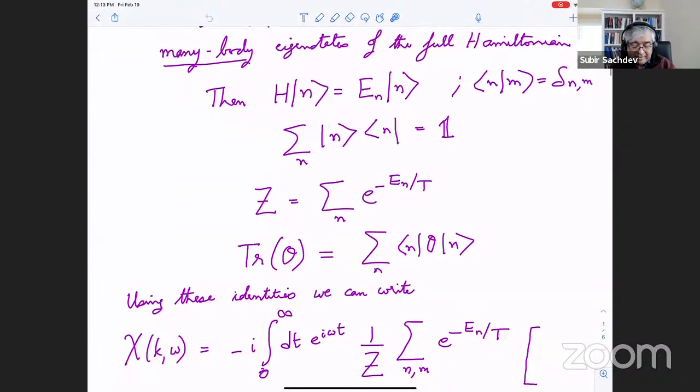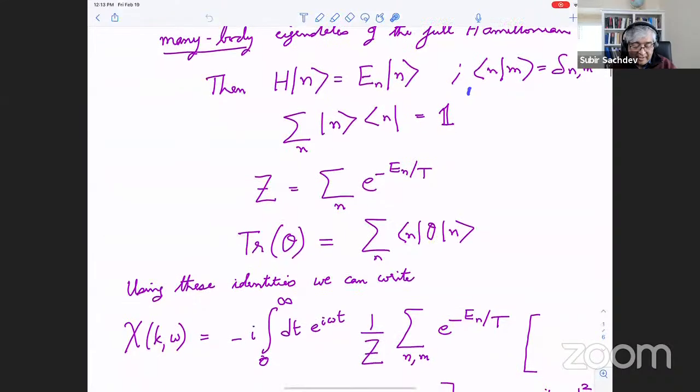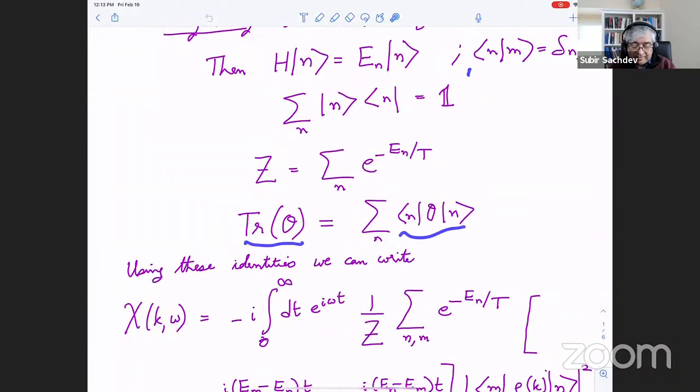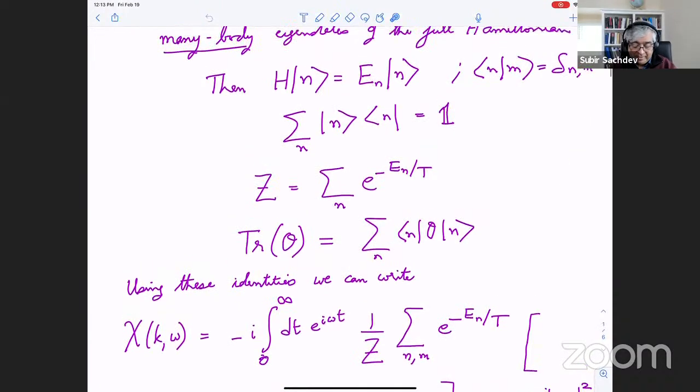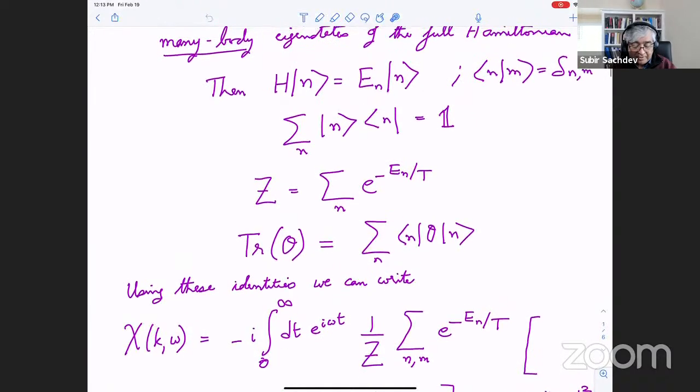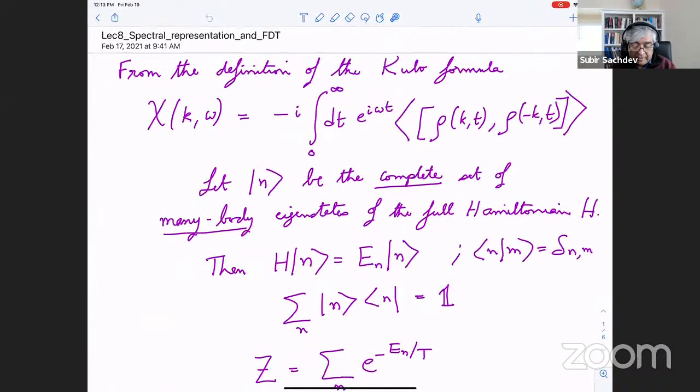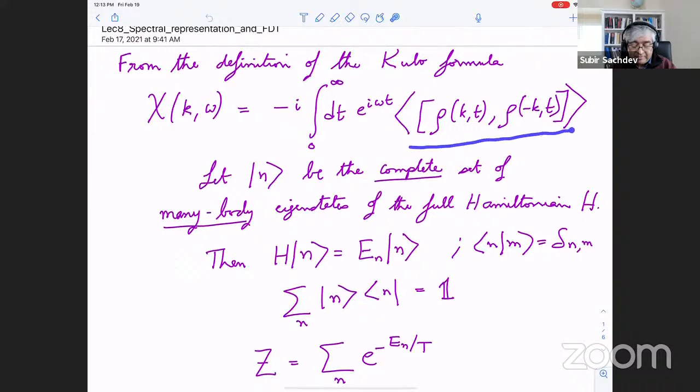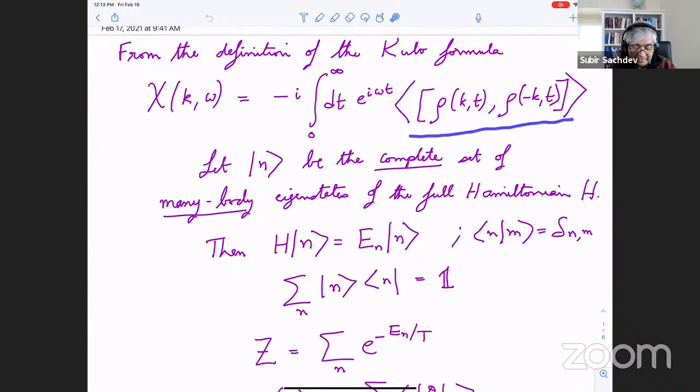All right. So this is really, and finally, the trace of any operator is this. Okay. So these are the basic facts, and we're just going to apply them over and over again with a little bit of Fourier transformation. That's really all we're doing. Okay. So let's simplify this expression here using these tricks.